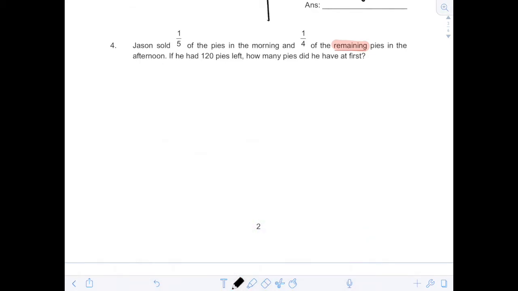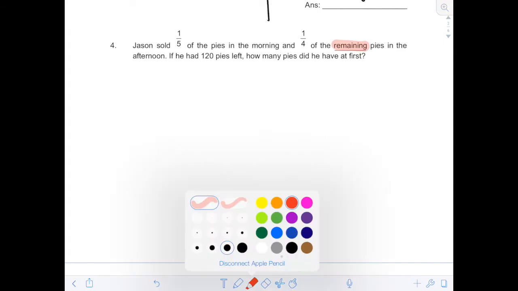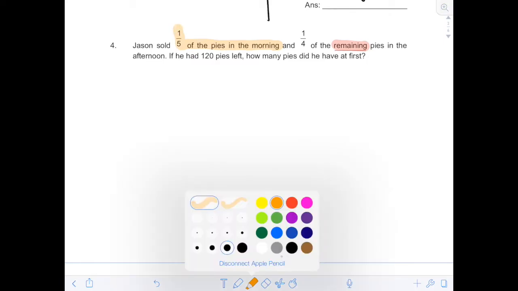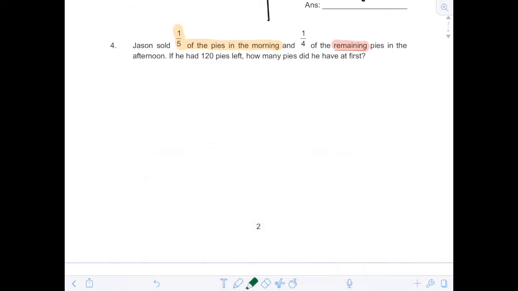Now, Jason sold 1/5 of the pies in the morning. Okay, let's highlight that. First piece of information. Second piece of information, 1/4 of the remaining pies in the afternoon. Okay, so I'm just going to do this in red again. Afternoon, okay, 1/4 of the remaining pies. If he had 120 pies left, how many pies did he have at first? So the last bit of information is here. He had 120 pies left.